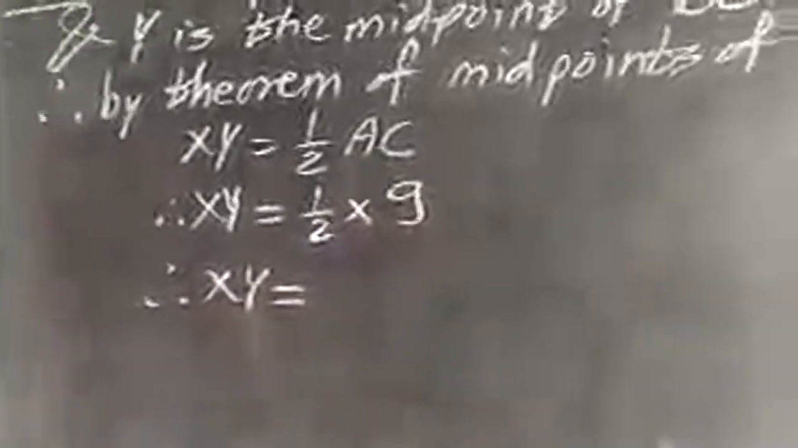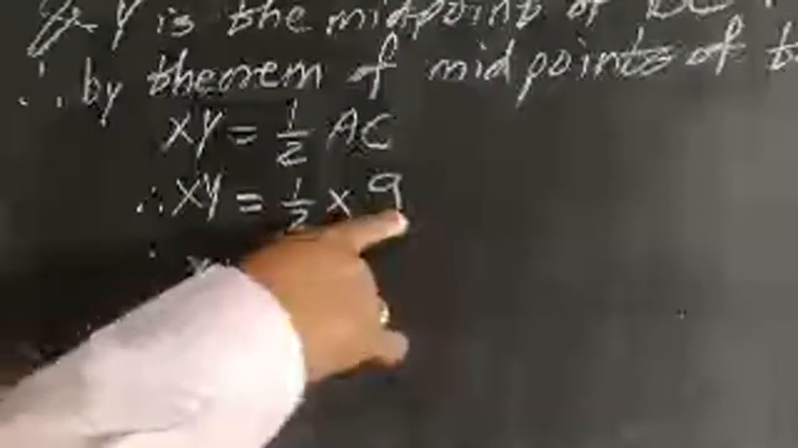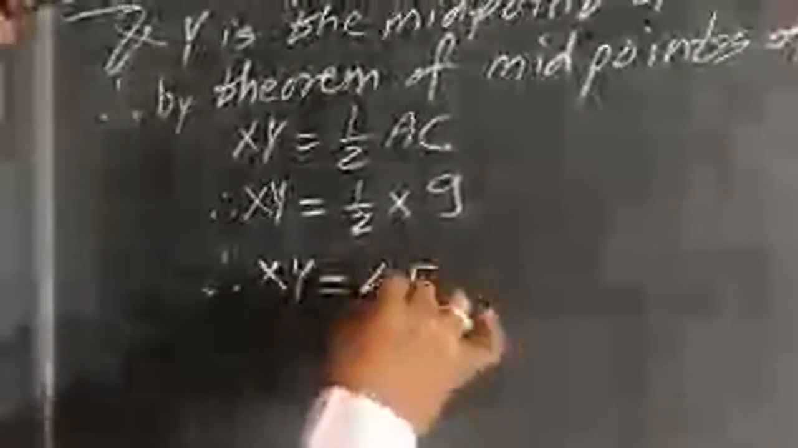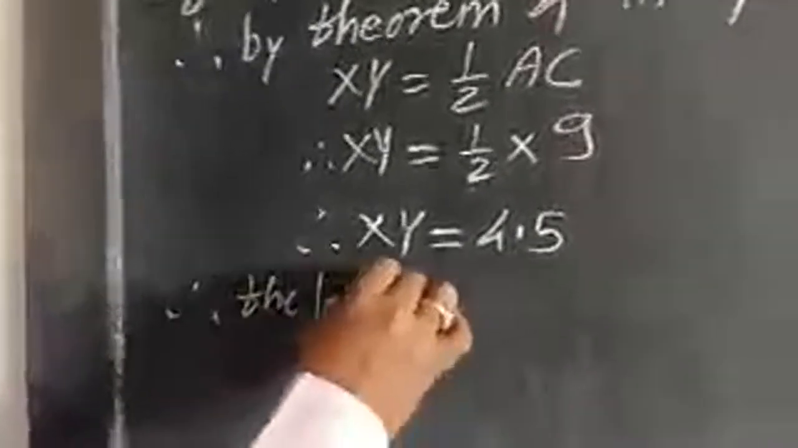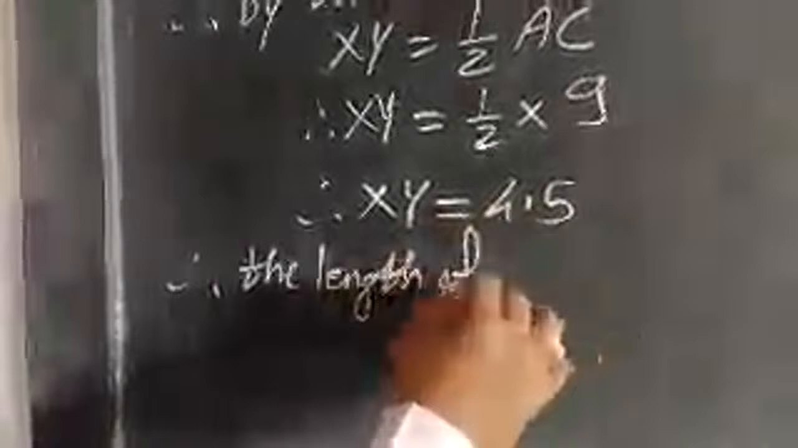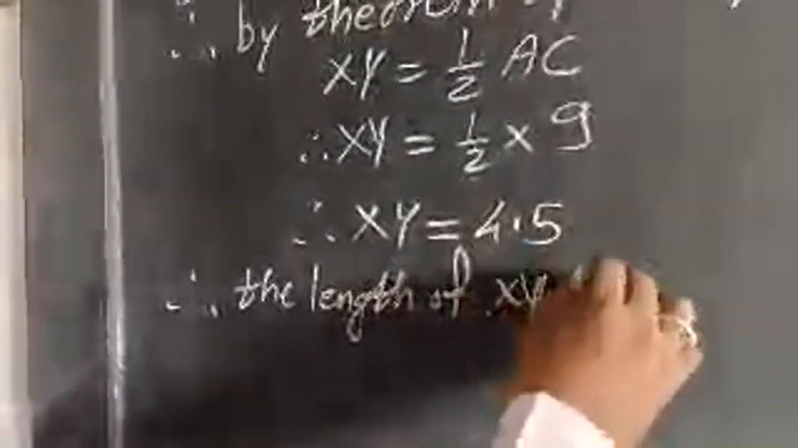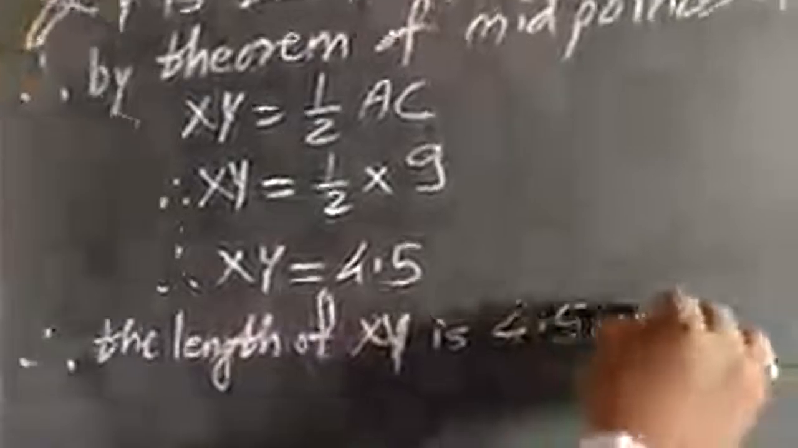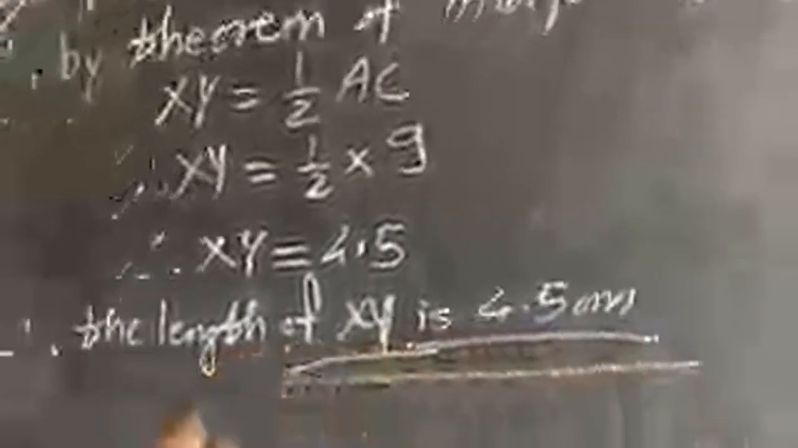Therefore, XY is equal to 9 divided by 2, which is 4.5. The question asked is to find the length of XY. Therefore, the length of XY is 4.5 centimeter.